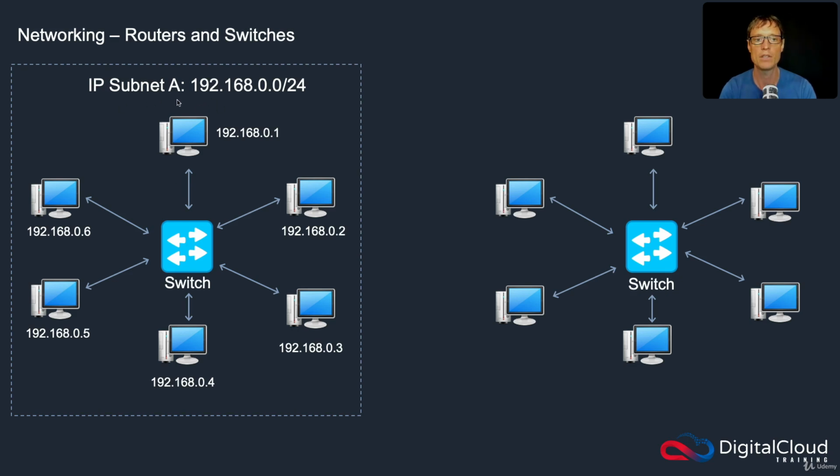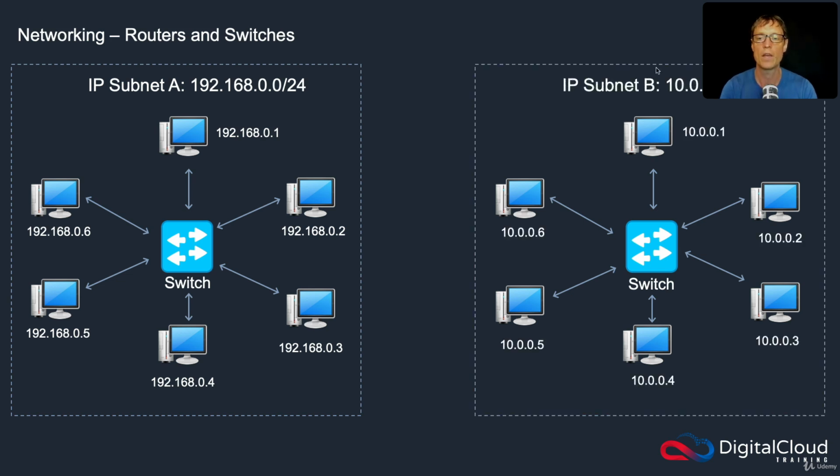So in IP subnet A on the left here, we have the address block 192.168.0.0/24. And therefore, these computers pick up the addresses 192.168.0.1, 2, 3, 4, and so on. Now on the right here, we have a different subnet. So we've given these different addresses. In this example, they're using the 10.0.0.0/24 network. So they have different IP addresses.